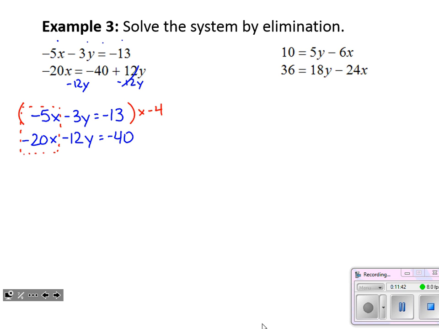Now, this is not the only route I could have taken. I could have also divided the bottom equation by negative 4, and that would have done the same thing. But let's see where we're at after we multiply in this negative 4. Now my top equation becomes positive 20x plus 12y equals positive, what's that going to be, 52? And my bottom equation, I didn't change anything about.